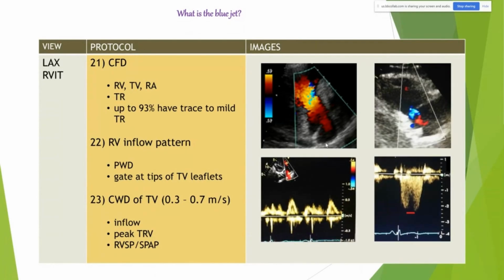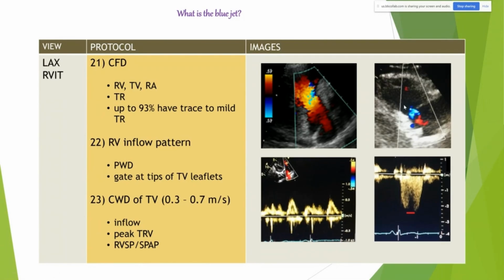So the last thing I want to talk about is when we do that RVIT and we are angling towards the patient's right hip, what we're looking for is to see if the person has tricuspid regurgitation. So we use color flow Doppler as they do right here, and we're going to put it over that tricuspid valve. So what you're going to see is the right ventricle, tricuspid valve, right atrium, and some TR if they have it. Up to 93% of the world's population has trace to mild tricuspid regurgitation.